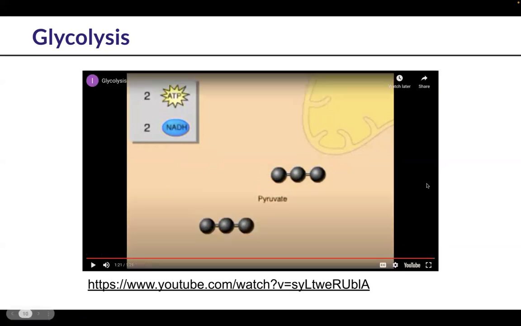Move on to the next slide. So that kind of tells you how we're converting our glucose to pyruvate.